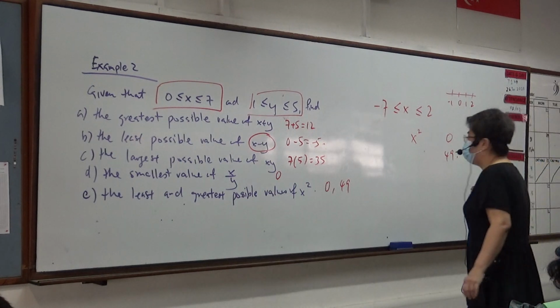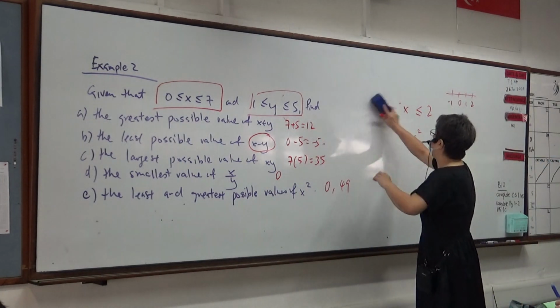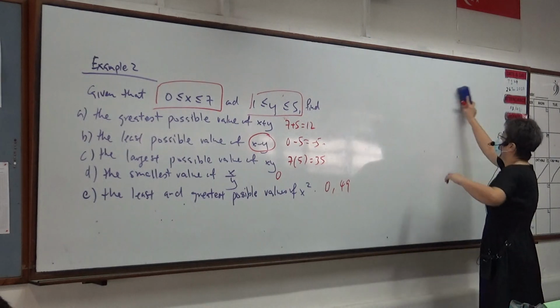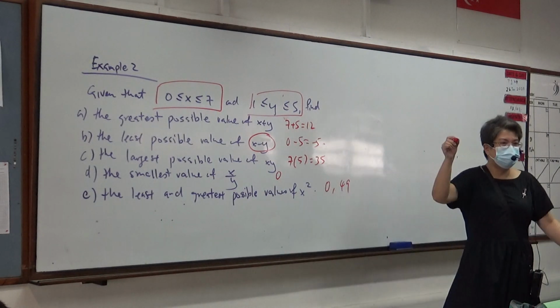Alright? Okay, what's the number on the content page now for this? 4, 5, 6, 7, 8, 9, 10. What number do I write now?